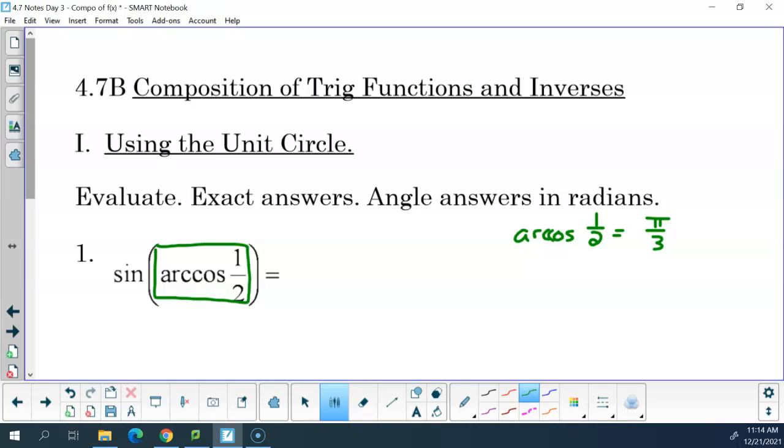So then what this is really saying is we want to find the sine at pi over 3. Because arc cosine of 1/2 is pi over 3, we need to find the sine of pi over 3. What is the sine at pi over 3? Square root 3 over 2.